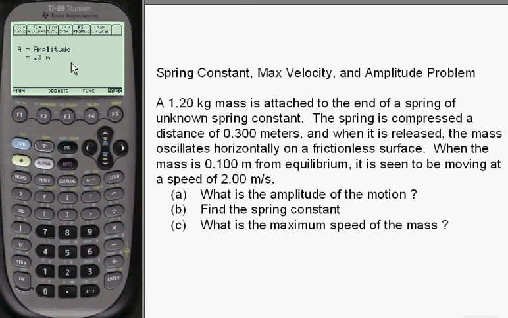And amplitude is 0.3 meters. When you compress a spring from its original length, which is L, and you compress it by 0.3 meters, well, that's going to, in a frictionless situation, go back and forth. Okay, and it's going to go 0.3 is amplitude on one side and 0.3 is amplitude on the other.